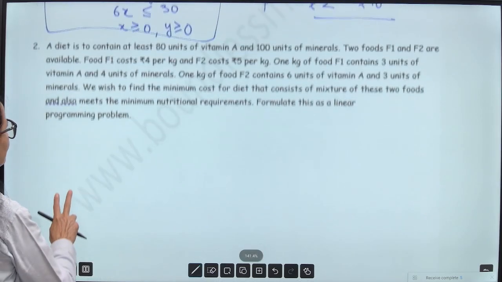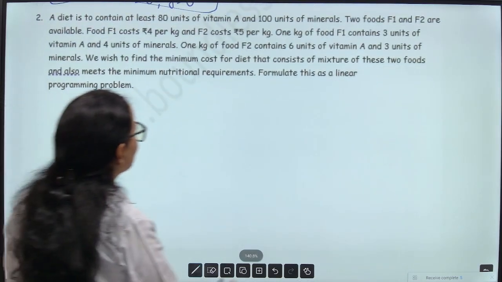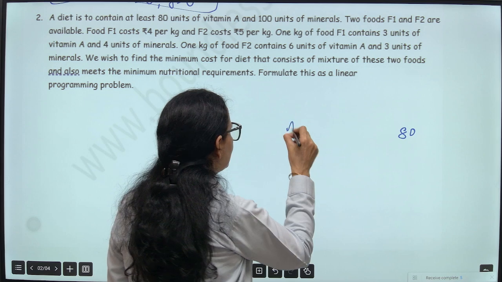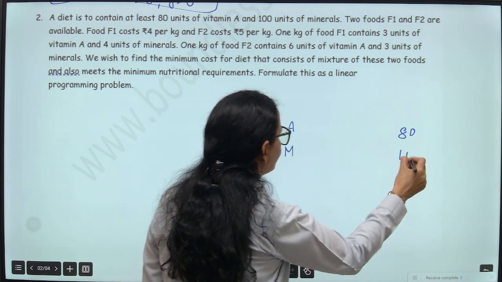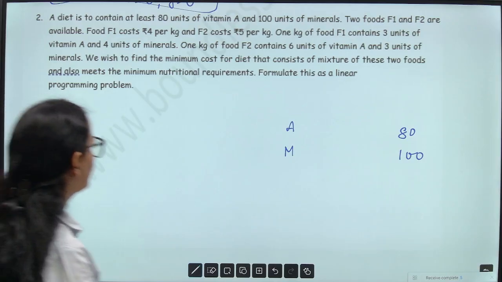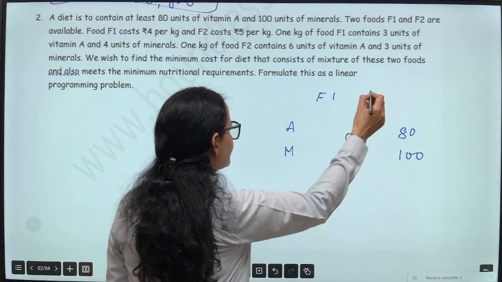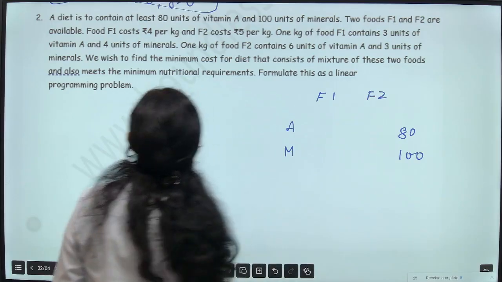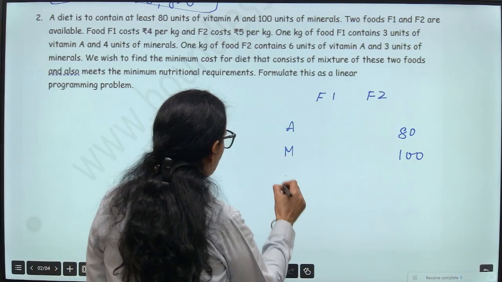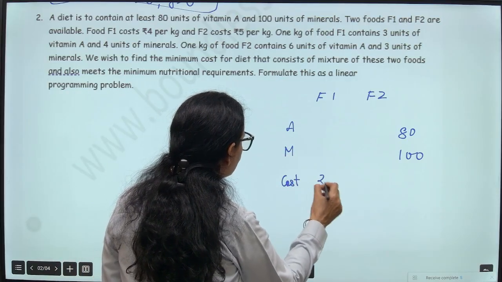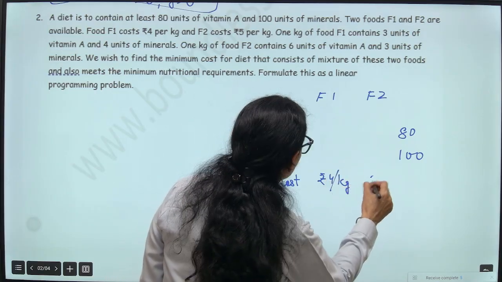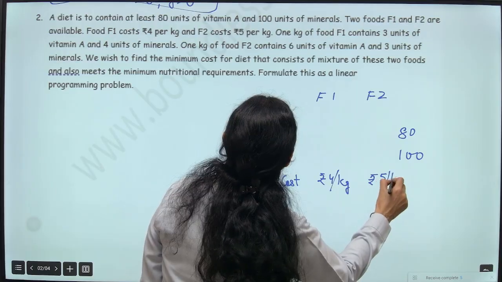A diet is to contain at least 80 units of vitamin A and 100 units of minerals. So 80 units of vitamin A and 100 units of minerals is what is needed. 2 foods, F1 and F2, are available. This is F1 and this is F2. Food F1 costs rupees 4 per kg. Now you are given the cost of the foods. It is rupees 4 per kg, and the cost for F2 is rupees 5 per kg.